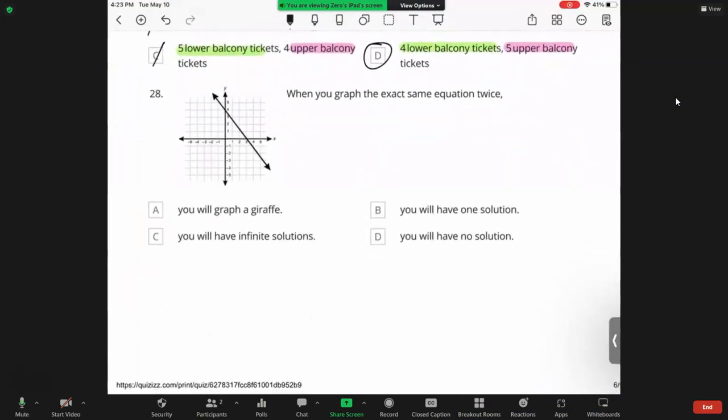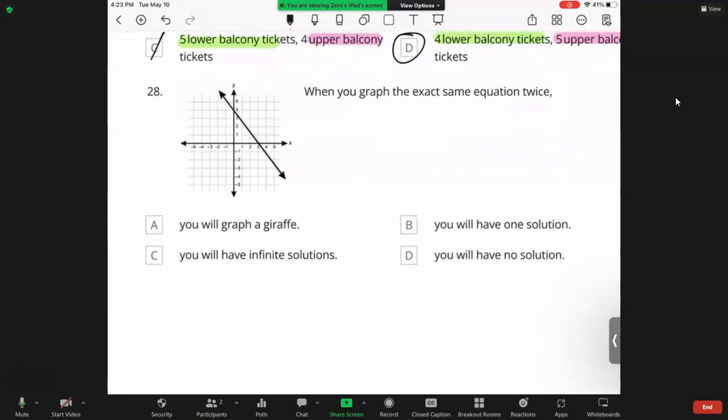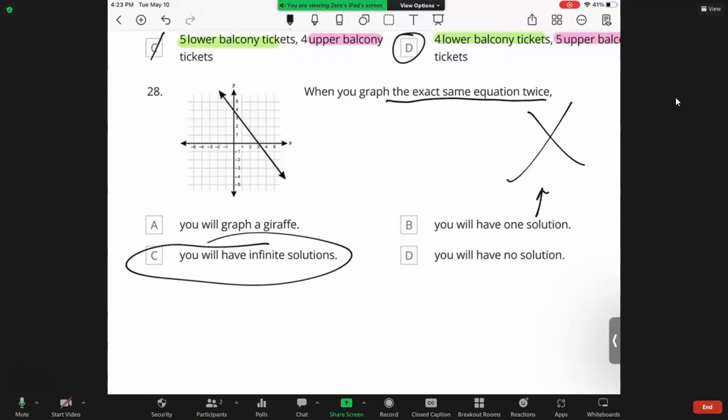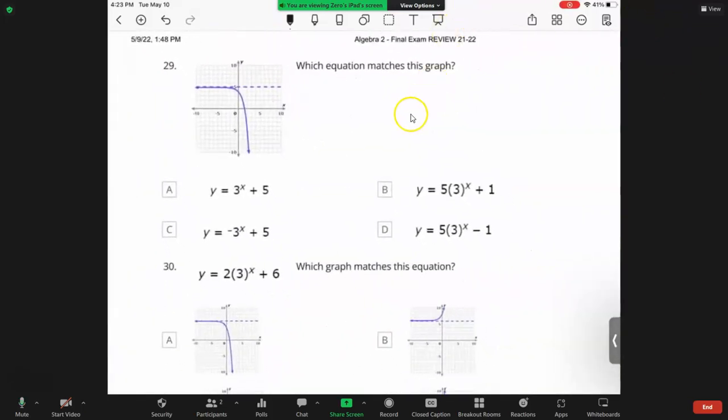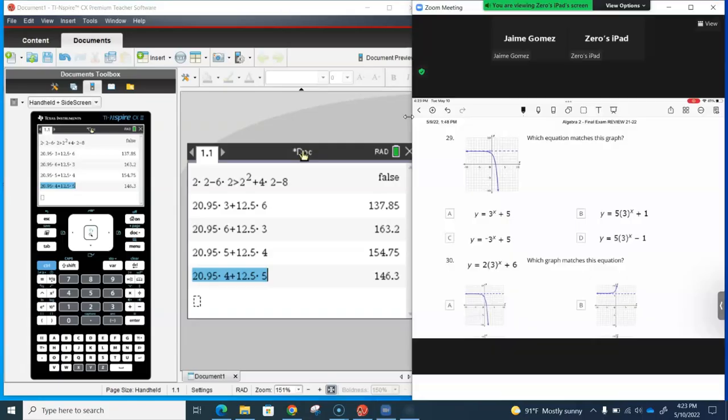28. What happens when you graph the exact same equation twice? In other words, there's two lines on top of each other. What happens? That's when you have an infinite amount of solutions. Remember that one solution is when your lines cross like that. No solution is when you have two lines that don't touch. Which equation matches? This is simple, just graph it and match it, right?